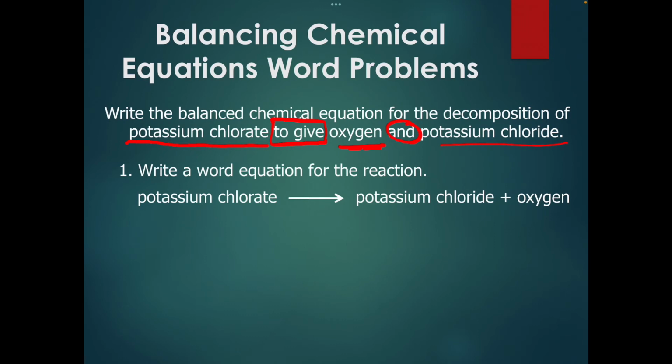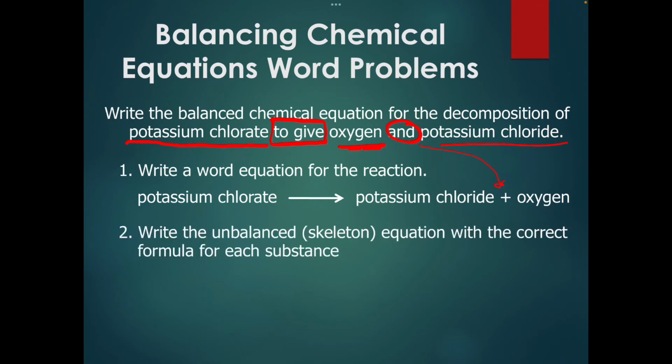It doesn't matter which one comes first as long as they end up on the correct side of the reaction arrow. So in this instance, as long as they are both products, it doesn't matter the order that you write them in. So we have potassium chlorate gives potassium chloride and oxygen. Anytime you see an "and," that's our plus sign. Now we need to write our unbalanced equation by turning these words into chemical substances.